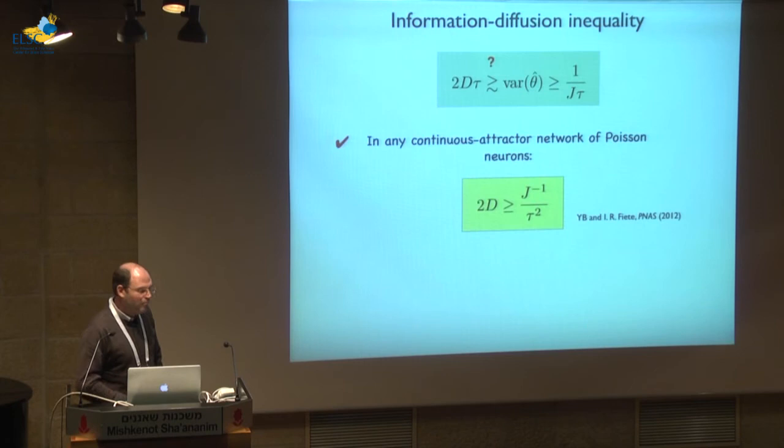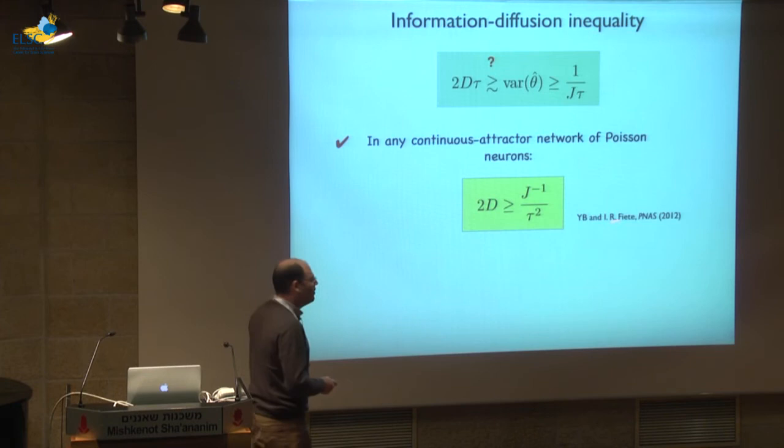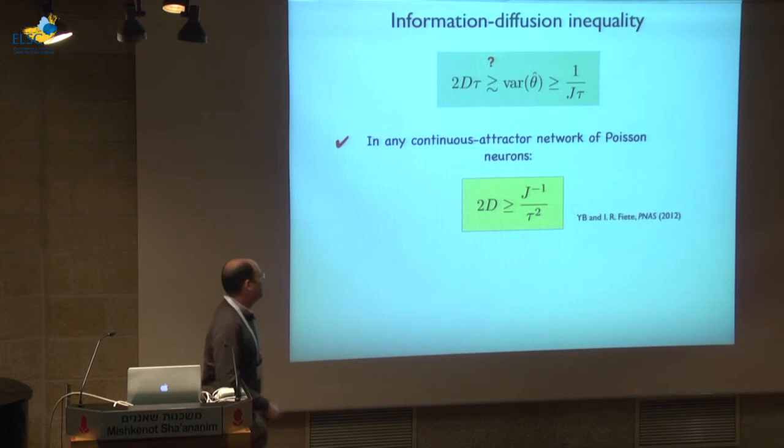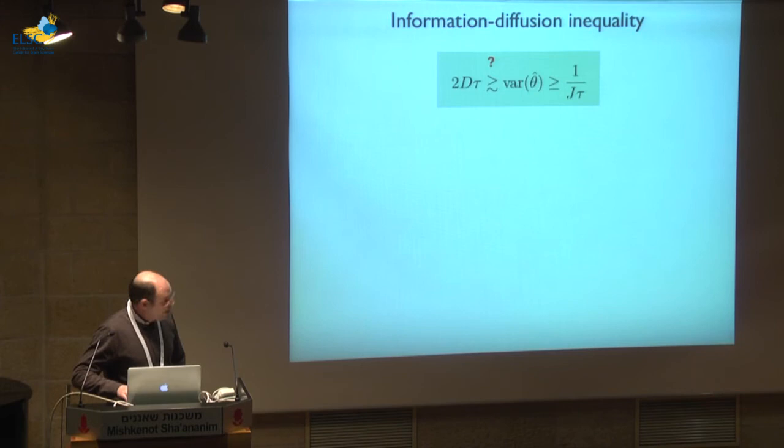But this is something that we might expect. And it turns out that this is correct. We can prove that for any continuous attractor network of Poisson neurons in the large n limit, this inequality has to be obeyed. And there are many interesting consequences for that. But I'll just mention very broadly two of them.